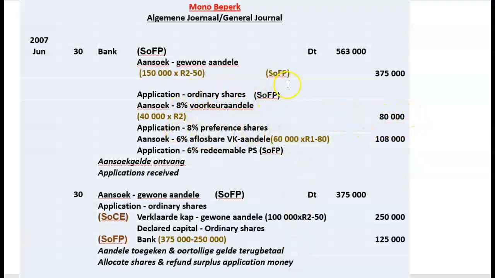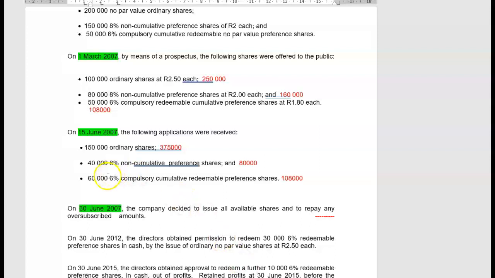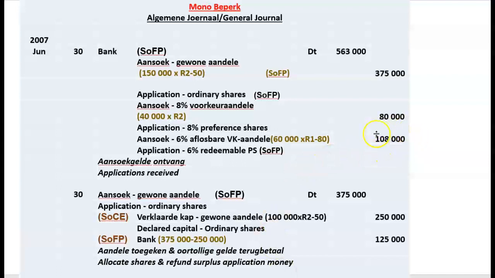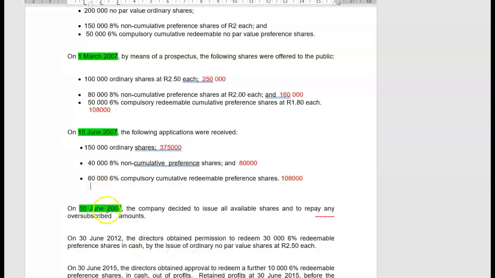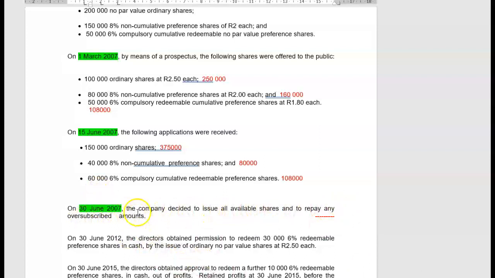This is all statement of financial position. And then the last one that we had there was the applications for 60,000 redeemable shares at R1.80 each. So we would have received 108,000 rand until the date that the applications closed. So if I add those together, it means that we have accumulated in our bank account 563,000 rand. On 30 June, the company decided to issue all available shares and to repay any oversubscribed amounts.